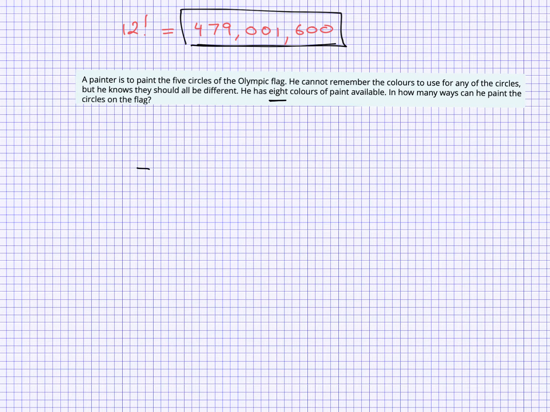So I have 5 slots open for the 5 circles. But this time, how many choices do I have for the first one? I have 8 choices. Once I've used that colour, because they're all different, I have 7 choices, then 6, then 5, then 4. So we can see that it's not quite all the factorial, it's just 8 down to 4. Now 8 down to 4 equals 6,720.